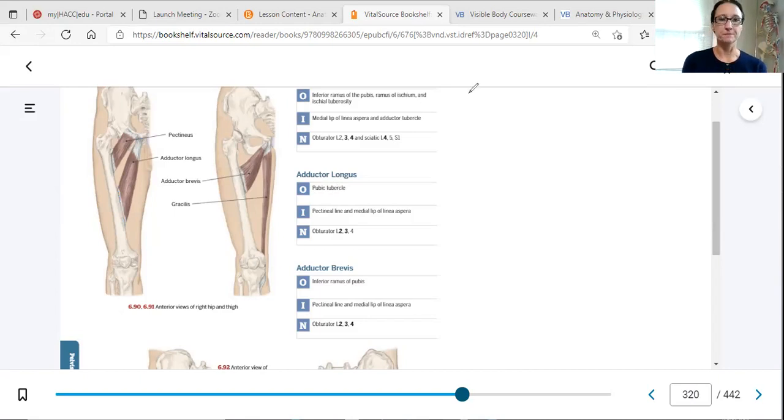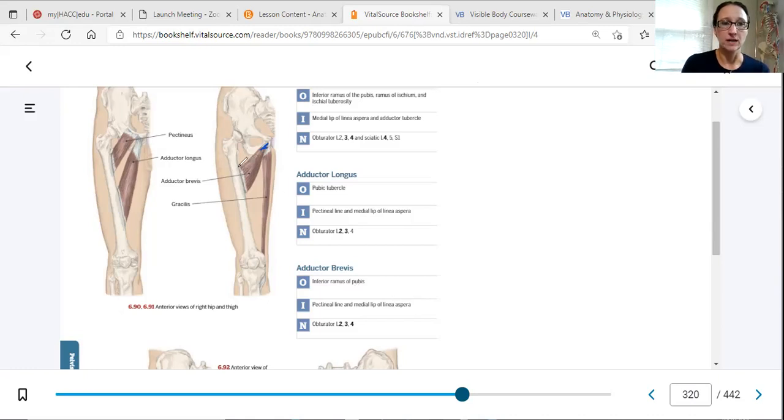I'll clear my drawings here. Now, adductor brevis, obviously it's a lot smaller. It's short, it's squat. Little adductor brevis. Adductor brevis originates on the inferior ramus of the pubis, right here, and then inserts on the pectineal line and medial lip of the linea aspera. So this is where the overlap happens for adductor brevis and longus.